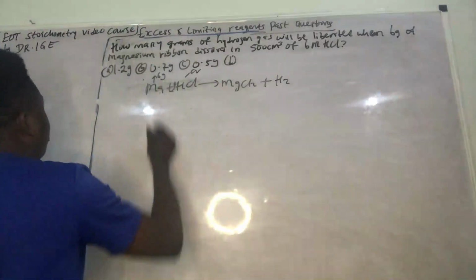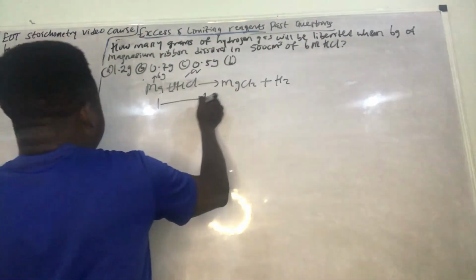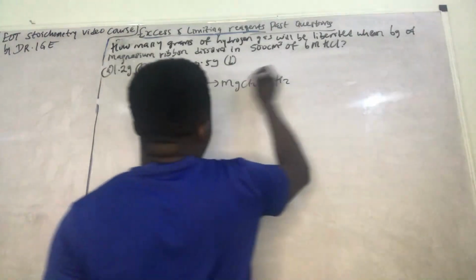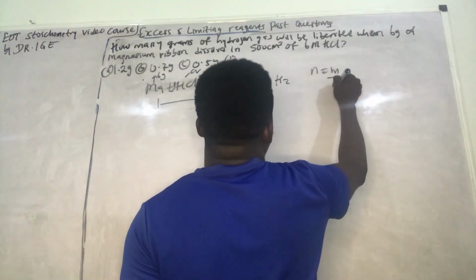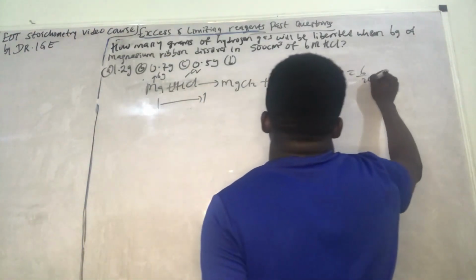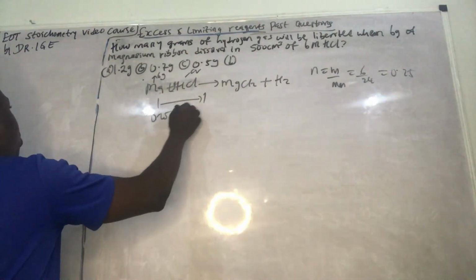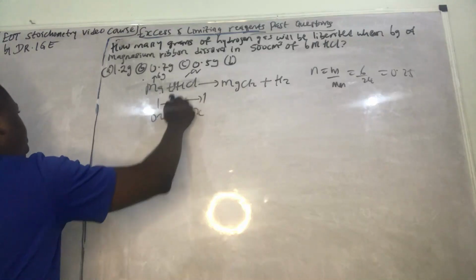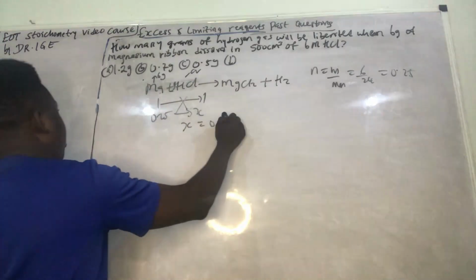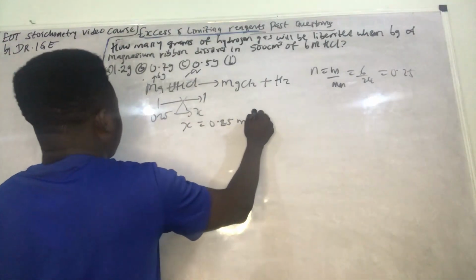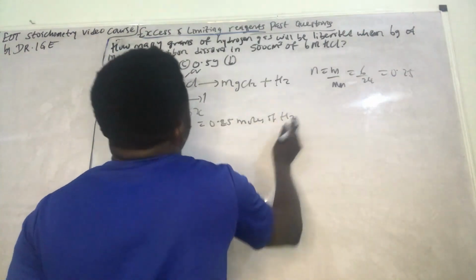So it means 1 mole of magnesium produces 1 mole of hydrogen. Then let's look for the number of moles again. Mass over molar mass. What is the mass? 6 over 24. That's 0.25. So 0.25 moles of magnesium produces how much hydrogen? You will still have what? 0.25 what? Moles of what? Hydrogen gas.